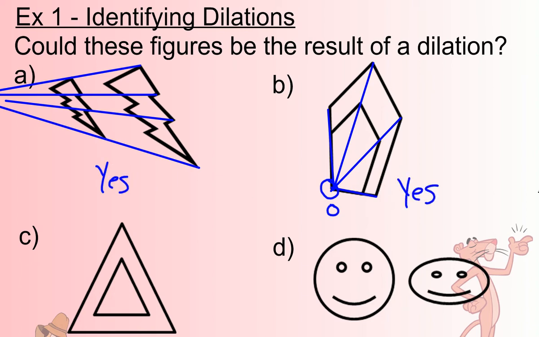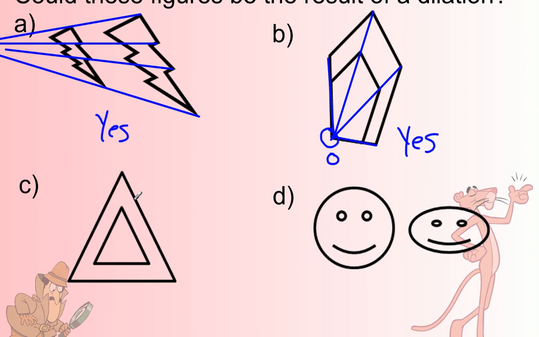This is a dilation. Letter C. Is this a dilation? Could we get from one image to the other image by doing a zoom in or a zoom out? The answer is yes. And again, if I connect my lines, we have a central location. That point right there would be this point O, the center of the dilation, where everything is being zoomed in and zoomed out from.